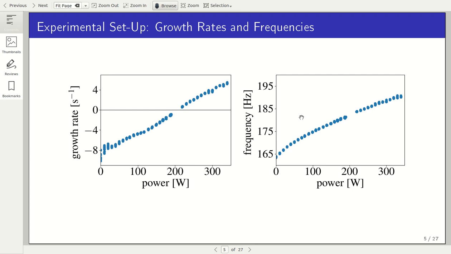So the focus of this talk is going to be the modeling of the growth rates and frequencies, which are shown here left and right. A good question at this point would be, for example, to ask, why bother with sophisticated models and machine learning? Because essentially all these points are on two straight lines.